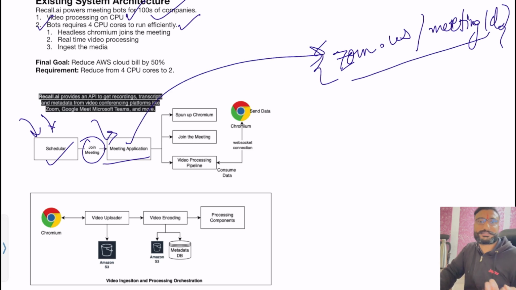Now, how will this meeting application join the meeting? Let's talk about me: how will I join the meeting? I will open my browser, go to that link, and join the meeting. Similar functionality we are trying to do here. So it spun up a Chromium browser, and generally if you launch Chromium on a machine and then do some operations, let's say joining a meeting, it's generally called headless Chromium.